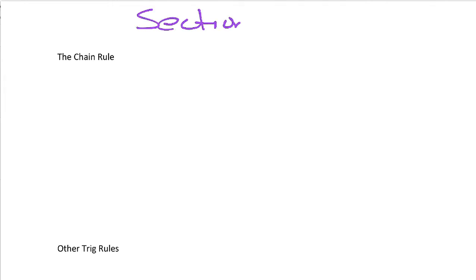Chain rule. The chain rule is one that will trip you up if you're not careful. So this is section 3.1, I believe. So let me just make sure. Over here, 3.1. Okay. So section 3.1. And so if we're doing the chain rule, it's where it's used with a composite of functions.